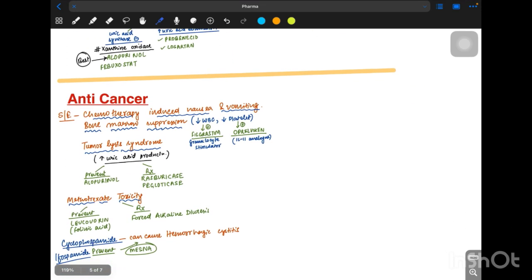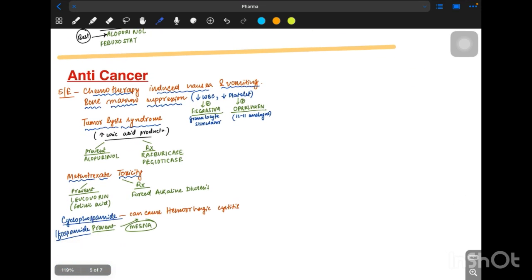Now coming to anti-cancer drugs, you may expect one MCQ from anti-cancer drugs, and we have already discussed the side effects of anti-cancer drugs, mainly of cisplatin, which is chemotherapy induced nausea and vomiting. Also the other side effect is bone marrow suppression. What happens? It decreases the number of WBC and decreases the number of platelets.